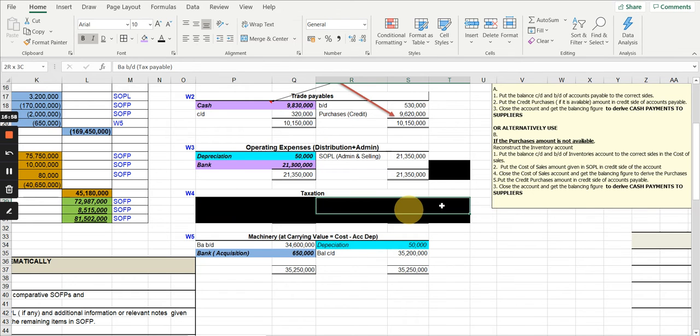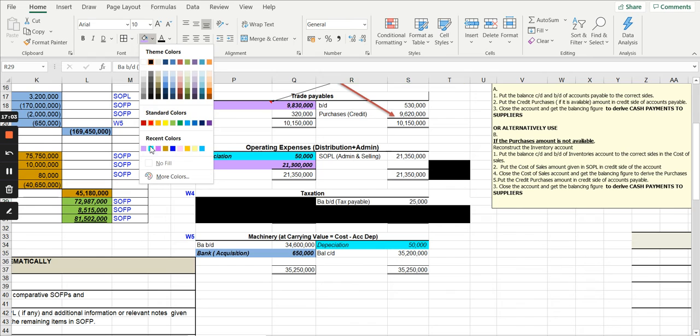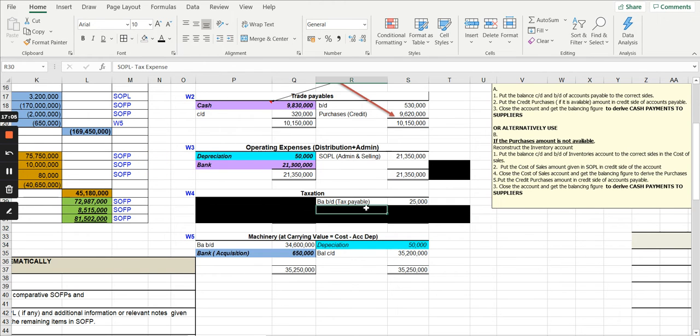When you reconstruct the taxation, I have already done this here for you. First, put whatever balances you are given. If you are given a tax payable balance, put that beginning balance on the credit side. If you are given a tax recoverable, put that beginning balance on the debit side. Here, you are given the tax payable balance. Next, put the closing balance on the debit side. Therefore, you have the balance there.